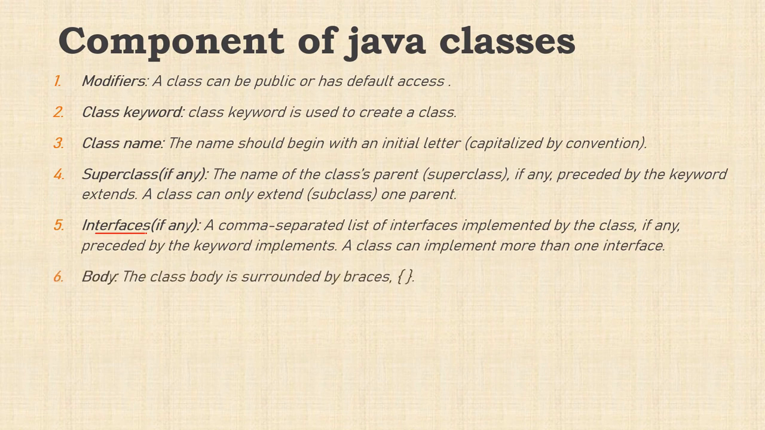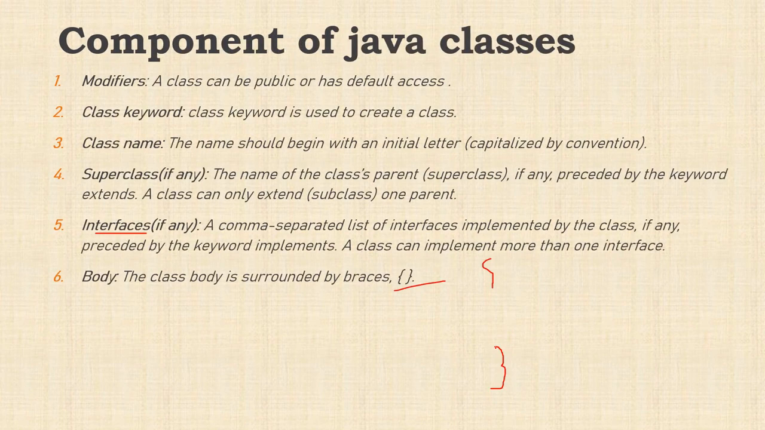And how can we surround this class? With the help of curly braces. One opening curly brace for starting the class, and at the last we have to close the class with the closing curly brace. So I think we have seen everything inside this. We have completed the components of Java classes. Now we're going to see objects. So we are going to understand objects in Java.